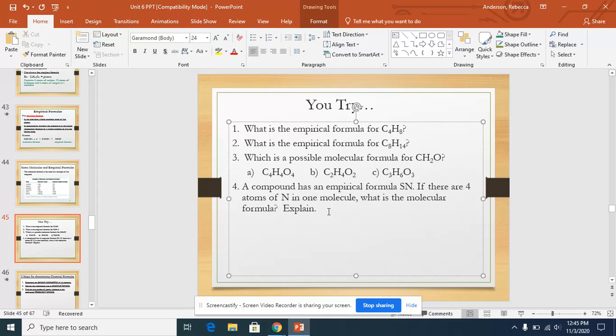A compound has an empirical formula of SN. If there are 4 atoms of N, what is the molecular formula? So here, S has 1, N has 1. So if there are 4 N's, that means you would need 4 S's. So it'd be S4N4.